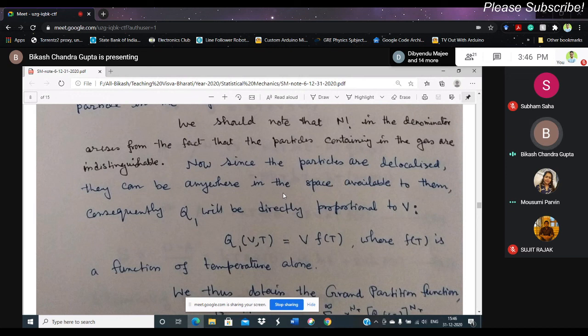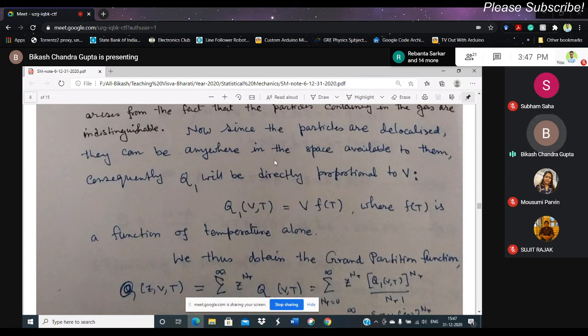But this explanation, are you okay with this explanation? That since the particles are delocalized, they can be anywhere in the space available to them, and consequently, Q1 would be directly proportional to V. Yes, sir. I think we already had that kind of idea earlier also, right?